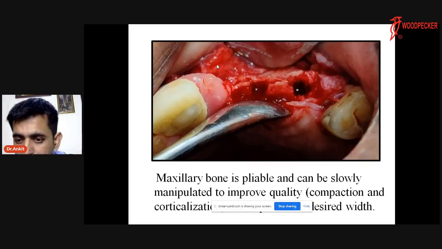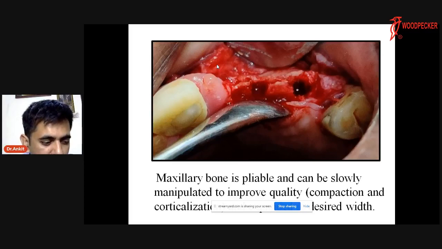If we are using the piezotome, then compaction and corticalization are done at the same point of time. You can either use the Densah bur, or when you use the piezotome 2 mm bar, which we will be seeing in our coming cases, that is how you can use it in your cases, right?